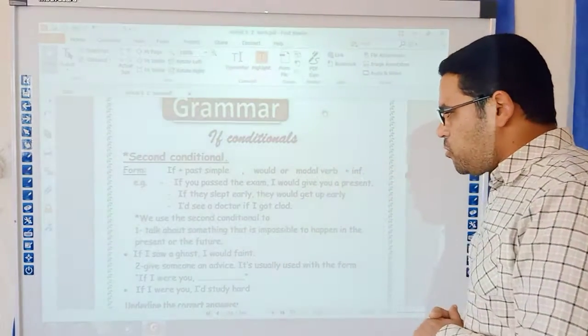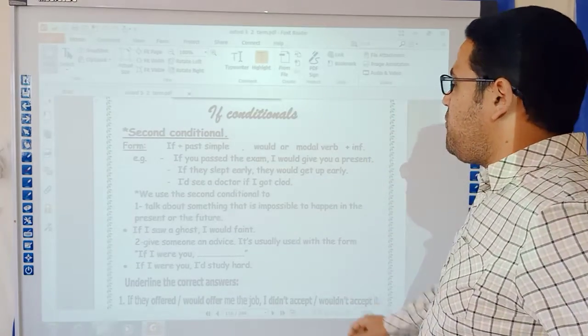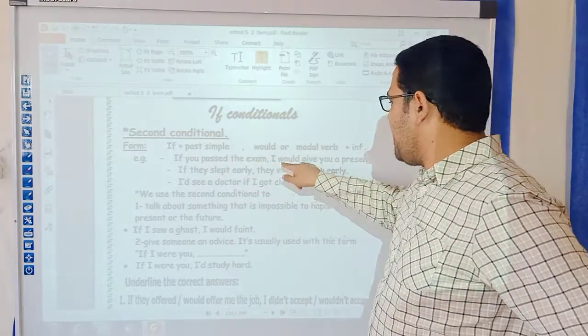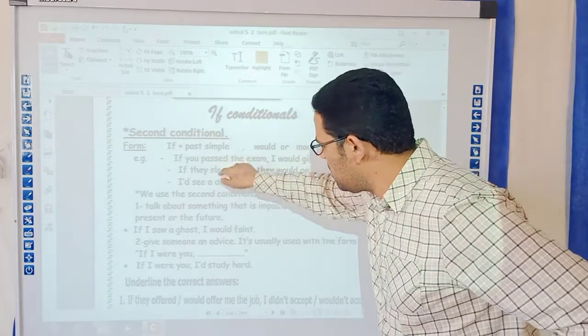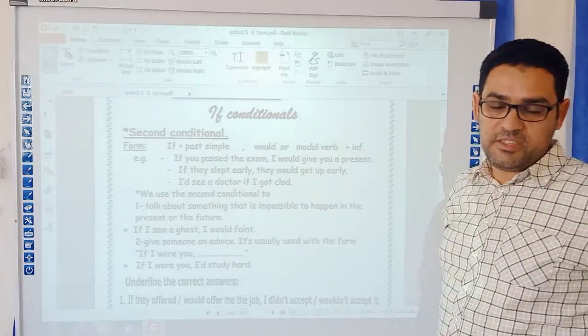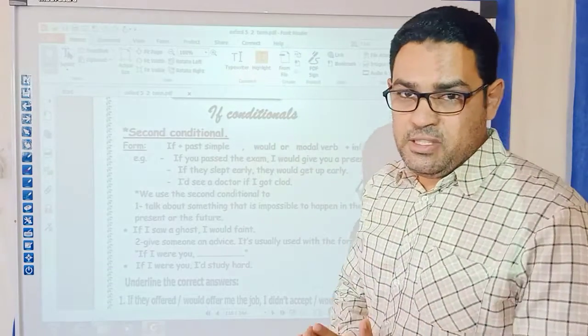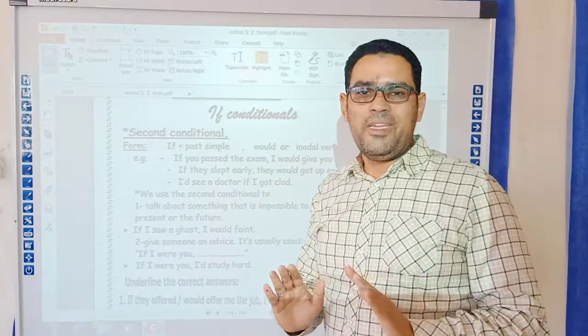Look at the smart board with me to read the sentences or the examples. If you pass the exam, I'd give you a present. If you passed, here in the past simple, would plus infinitive. As all of us know, all the modal verbs are followed by infinitive.